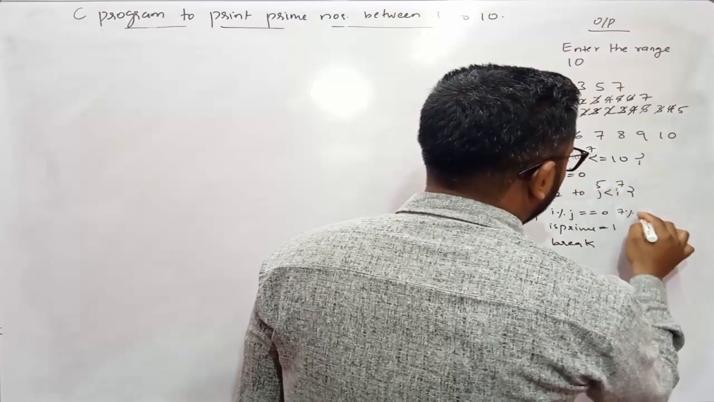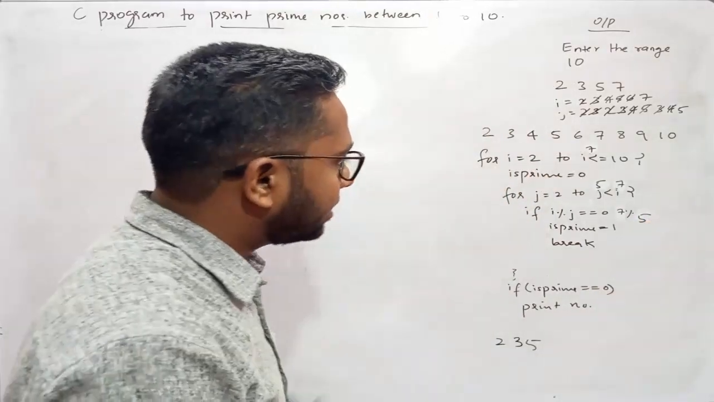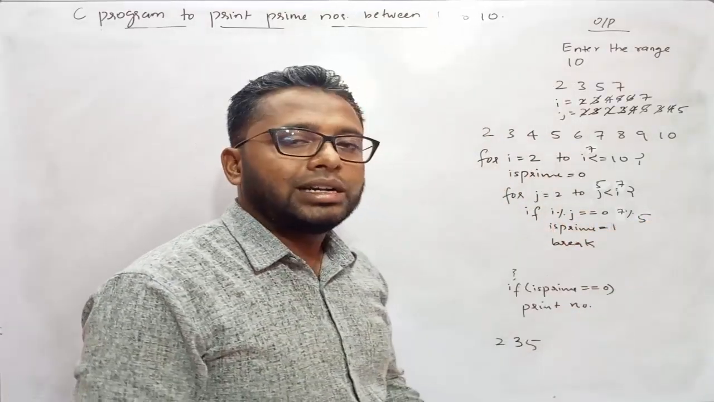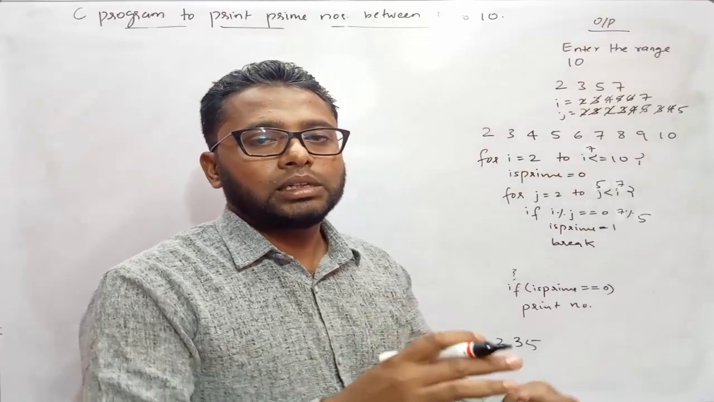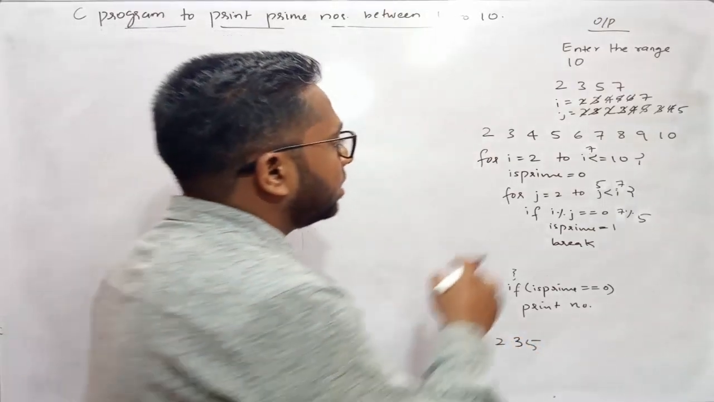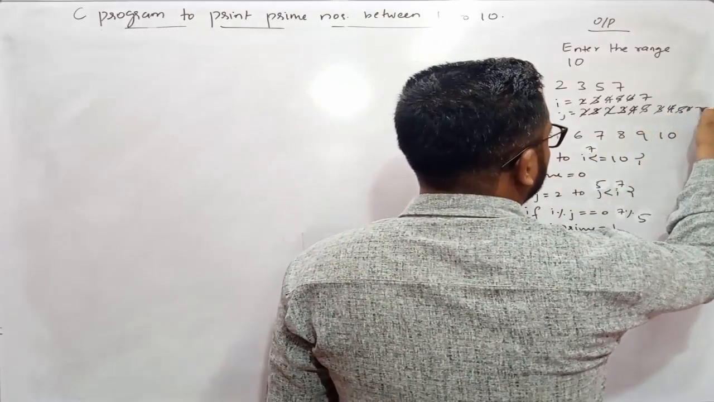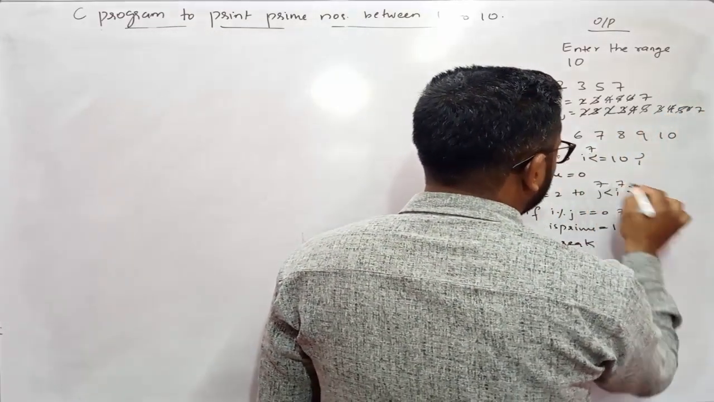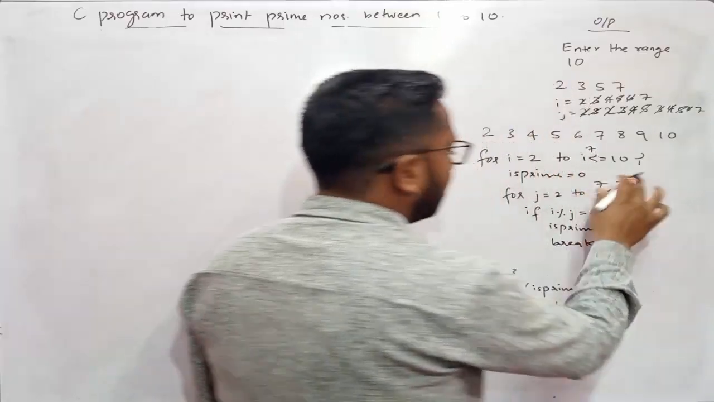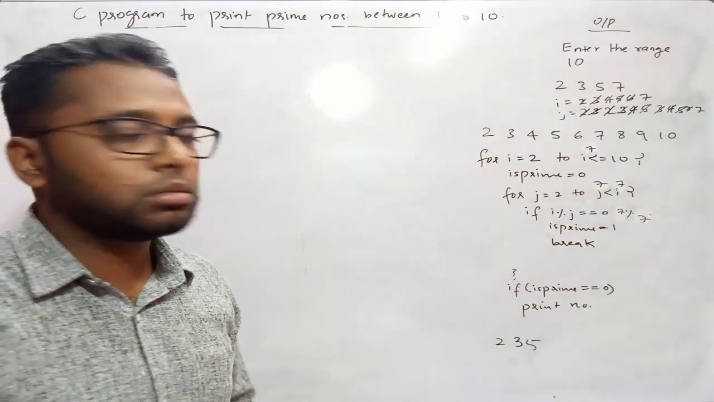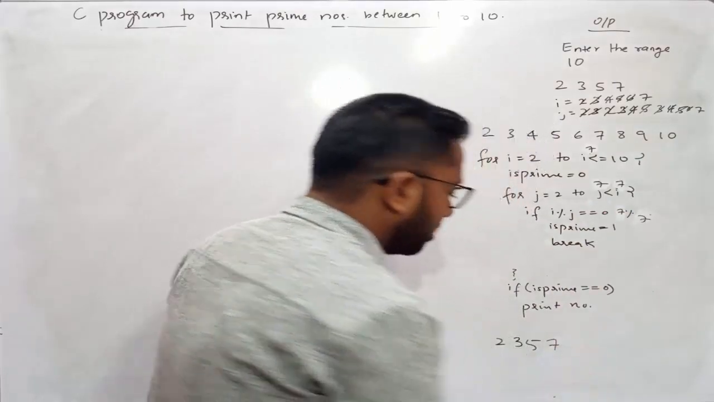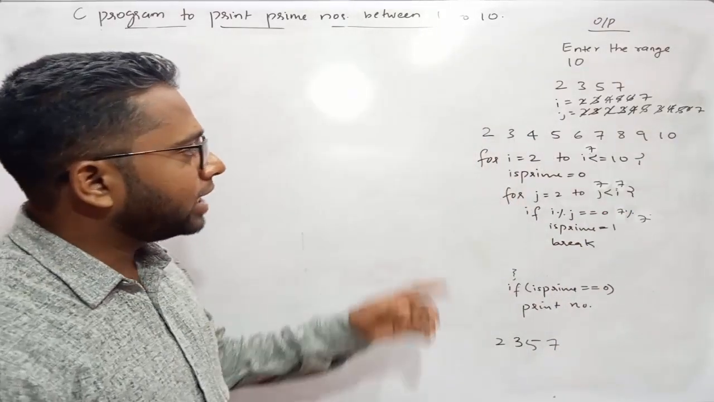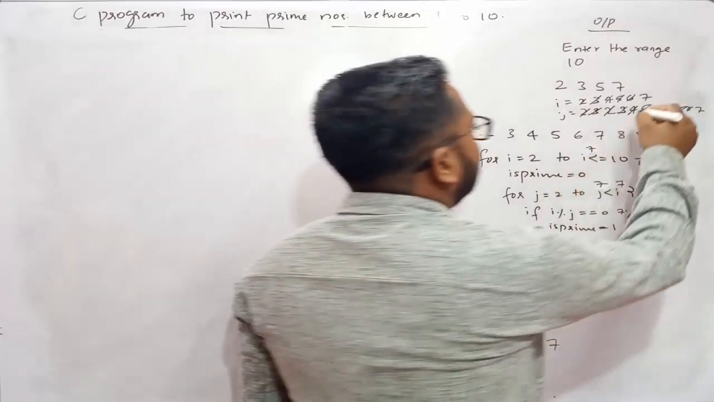Like this, 7 didn't get divisible by 2, 3, 4, 5, 6, and then now the value becomes 7. 7 is less than 7? No. Condition becomes false. That's why now this 7 is considered a prime number. Then the value of i gets incremented by 1. Now the value of i becomes 8.